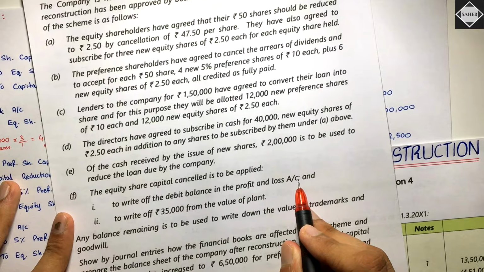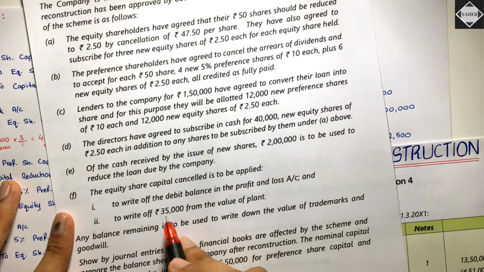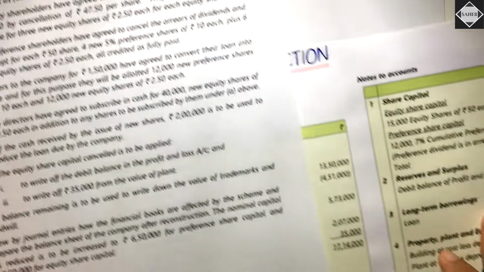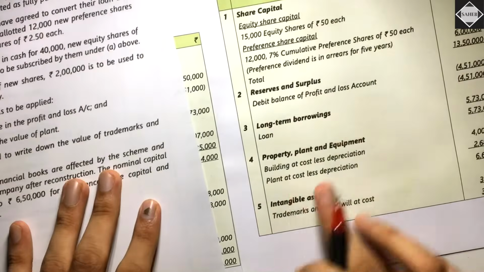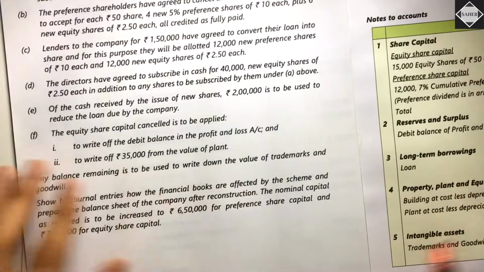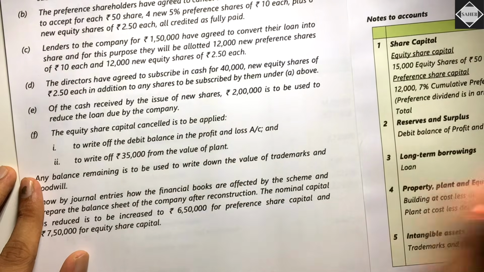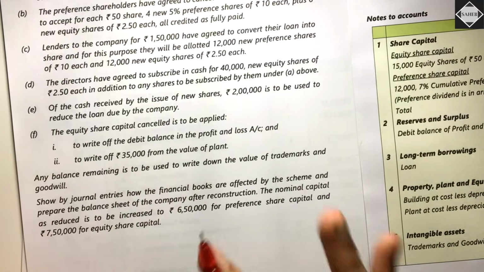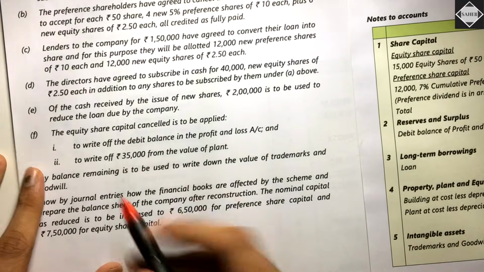Yeah, we'll do that of course, and write off 35,000 from the value of plant. Now see, this is what they are instructing us. Plant is there of how much? Of 2,68,000, and they are saying just reduce 35,000 out of that. Okay, just write down by 35,000. We'll just credit the plant by 35,000.